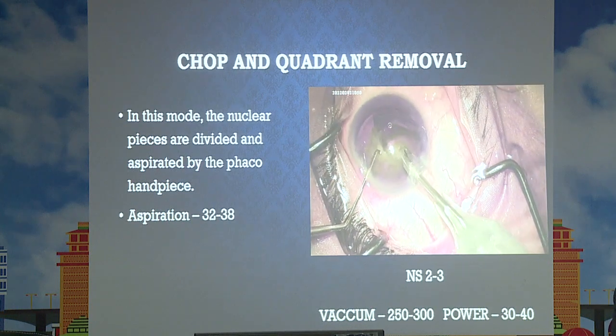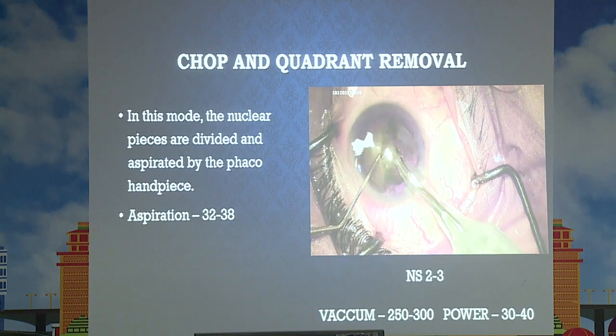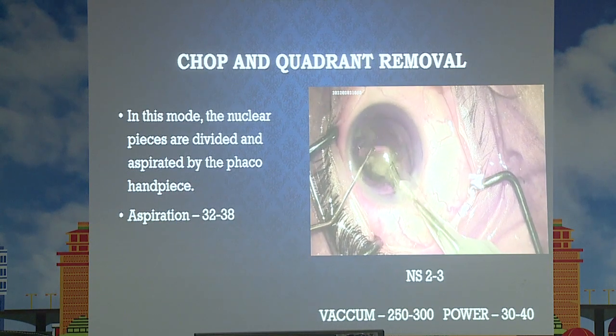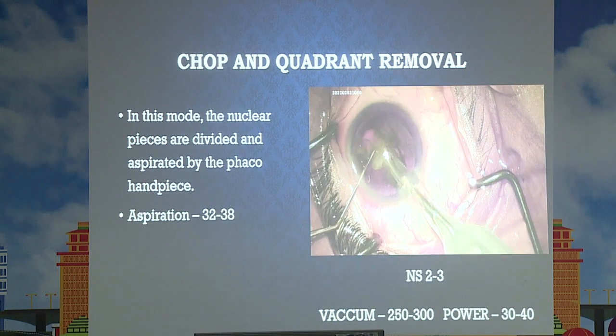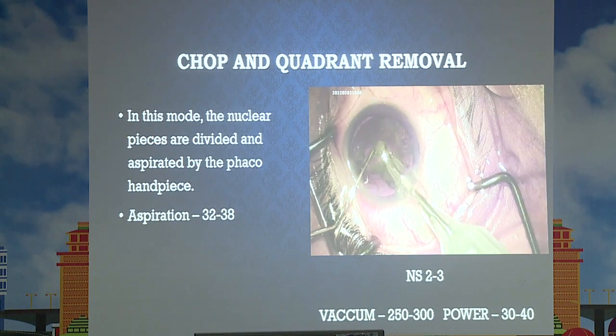Coming to chop and quadrant removal, in this mode the nuclear pieces are divided and aspirated by the phaco handpiece. Here the settings which I keep are aspiration of 30 to 38 and a vacuum of 250 to 300 and a power of 30 to 40. The bottle height is the same, that is 90 to 110 centimeters.